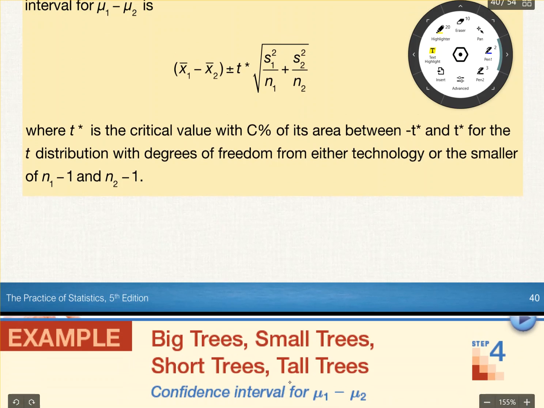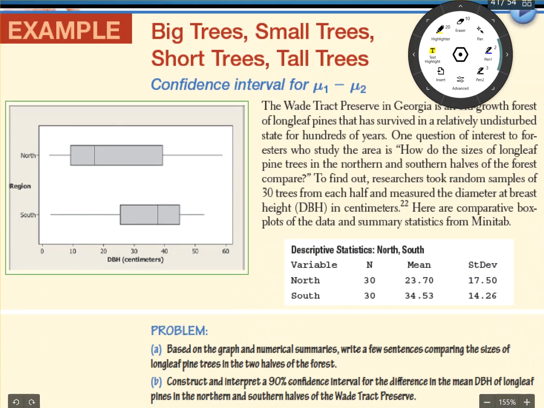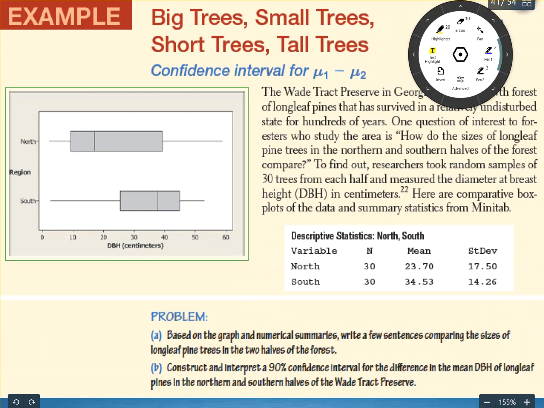Here's the only thing that's kind of new: for our degrees of freedom, we are probably going to use the smaller of the two sample sizes minus 1, and that's going to be our degrees of freedom. We'll see our calculator can calculate it differently as well, but this will be conservative. If I pick the smaller of those two, that'll be a conservative estimate, so it'll be at least as good as that. So let's just take a look at an example here.